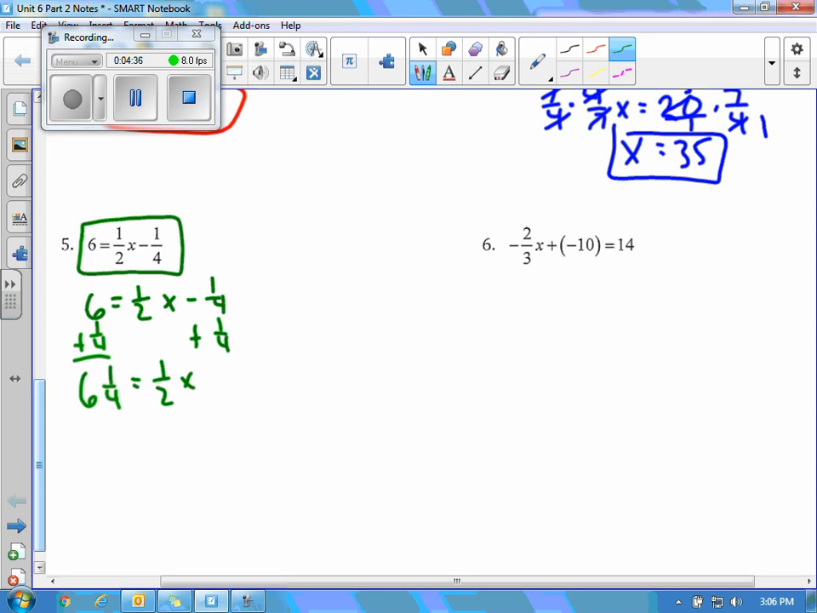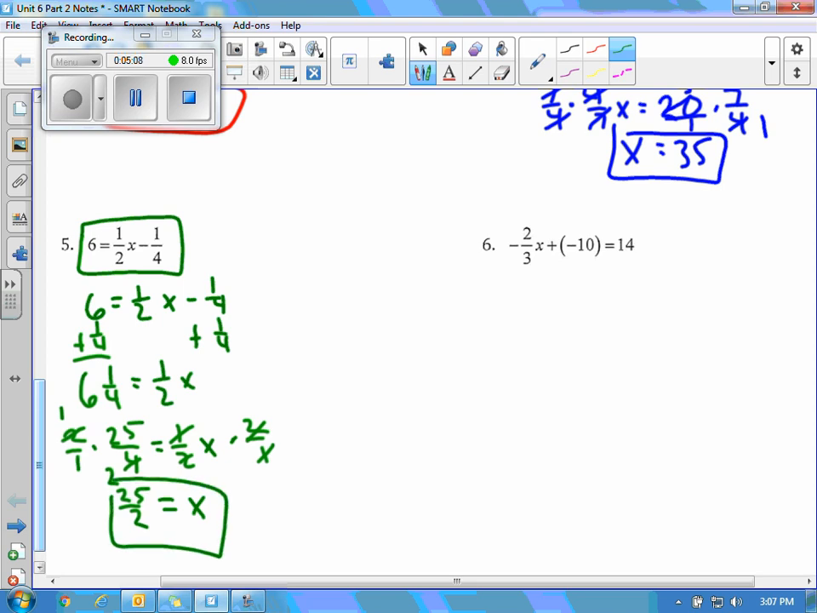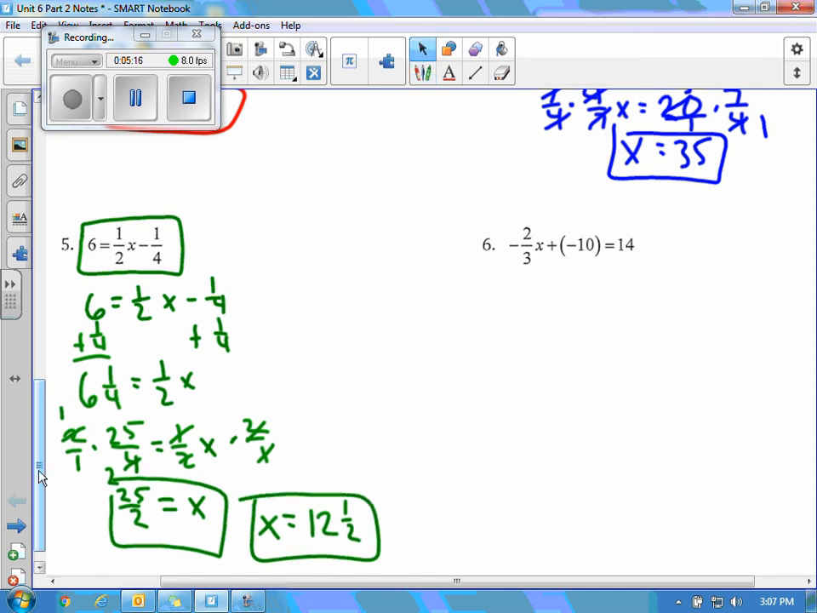I personally am going to choose to make this into an improper fraction because I think it's easier. 4 times 6 plus 1 is 25 over 4. So I'm going to write it like that because I think it makes it easier to solve. I have a fraction coefficient, so I need to multiply both sides by the reciprocal, 2 over 1. On the right side, everything cancels except for the x. On the left side, 2 divided by 2 is 1, 4 divided by 2 is 2. 1 times 25 is 25 over 2. So that's going to be my answer. Or I could make that a mixed number. It would be 12 and 1/2. Either way. Number 6 I'm going to leave for you guys to do.